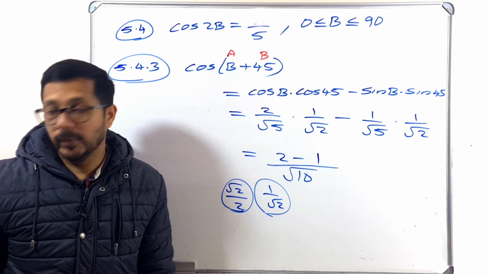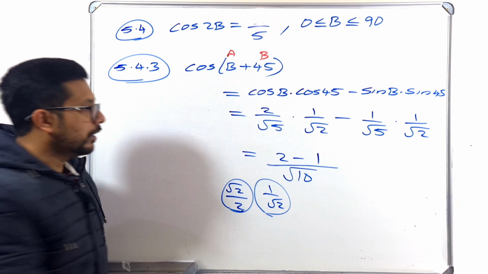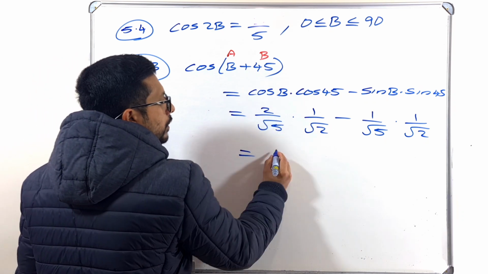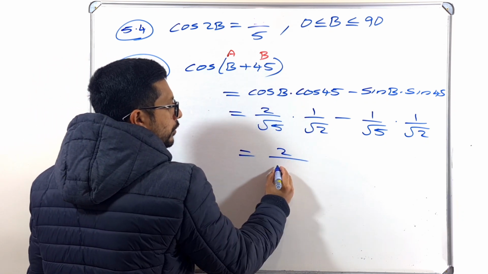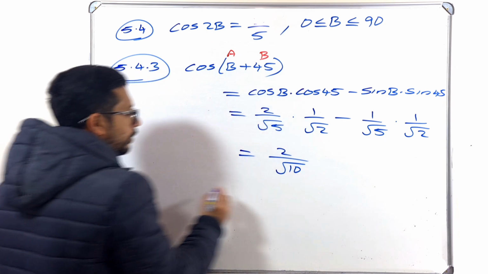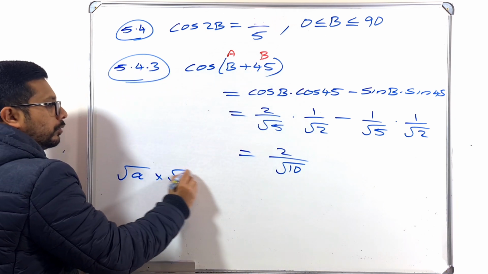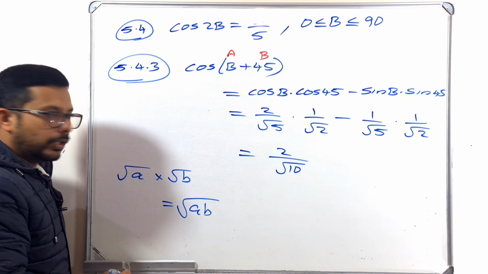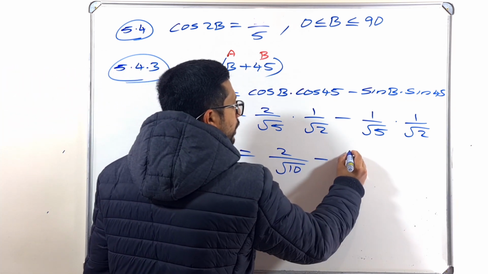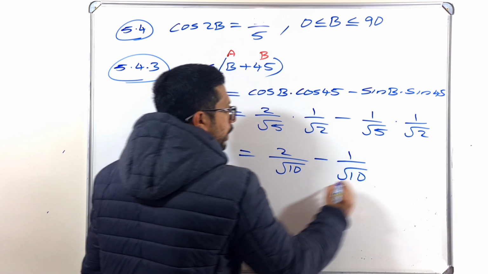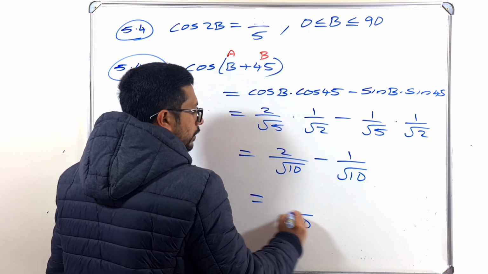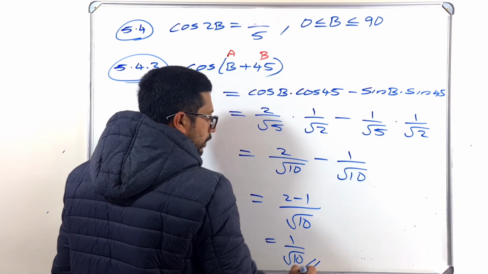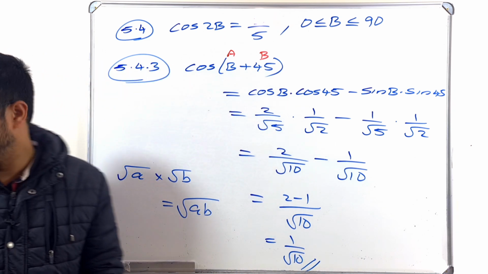So I took the LCM. If you have any confusion, let me erase that one. 2 into 1 is 2. Root 5 into root 2 is root 10. Root A times root B, what is the answer? Root of AB. Am I right? Okay. So similarly here it is minus 1 over root 10. So the LCM is root 10, then 2 minus 1, so it is 1 over root 10. So the answer is 1 over root 10.